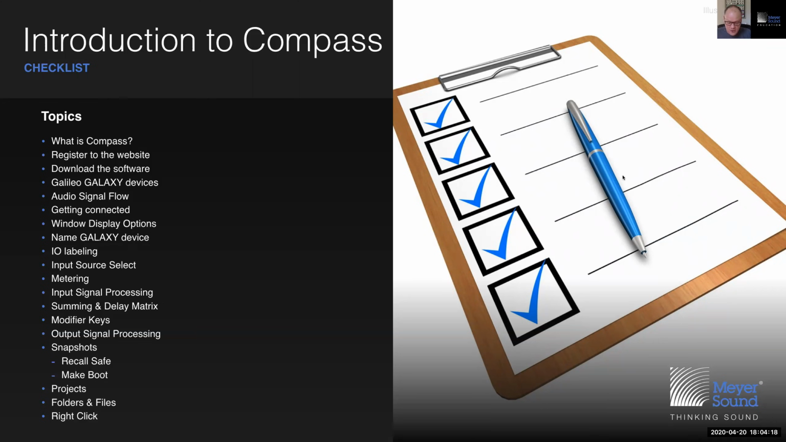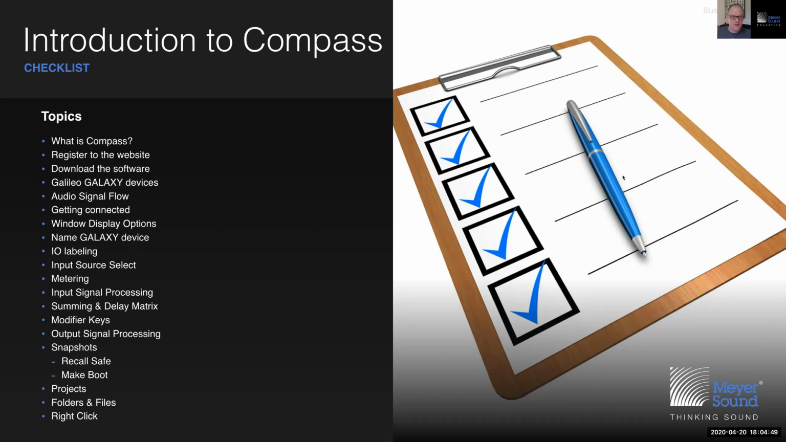and then how do I store all of that in snapshots with so-called recall save options, and how do I make one of those snapshots bootable. We're all going to discuss that. We want to save projects, and I will leave you with telling you where all your folders and files live depending on your operating system. And then finally, there's the right-click menu, which also unlocks a subset of all control points that we can choose from.